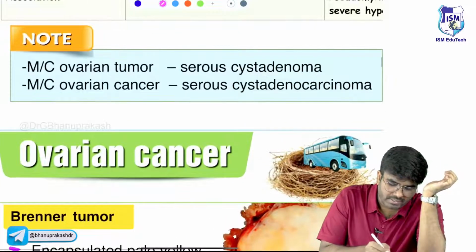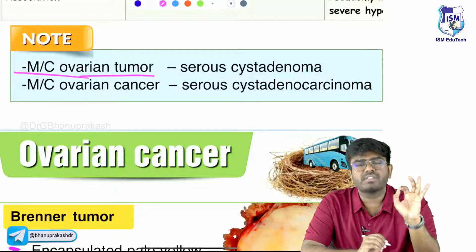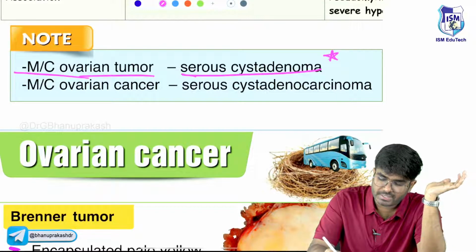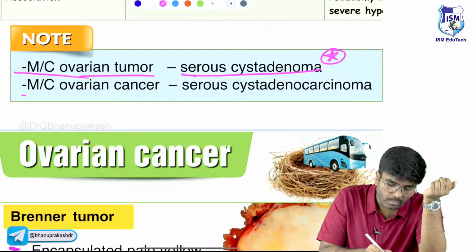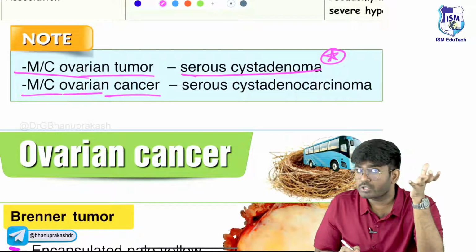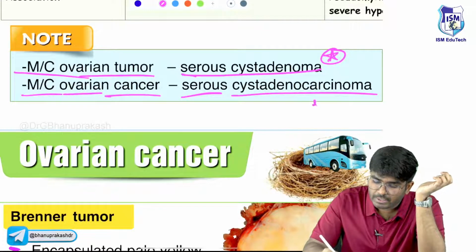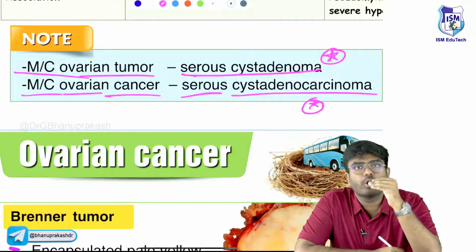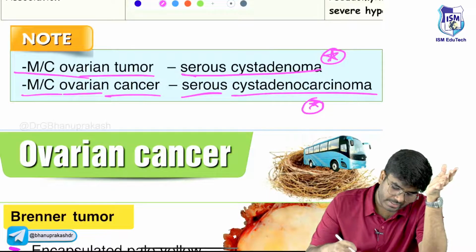Some important points. If they ask you, what is the most common ovarian tumor? Serous cystadenoma, benign. Most common ovarian cancer, again, serous cystadenocarcinoma. Done. Next, Brenner tumor.